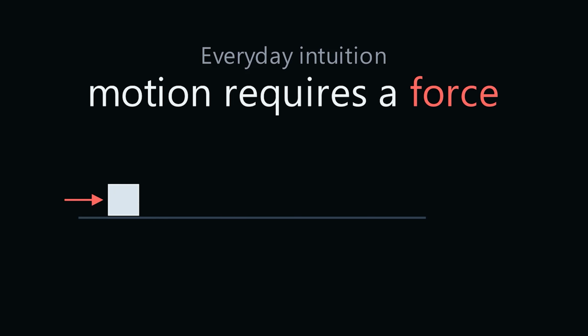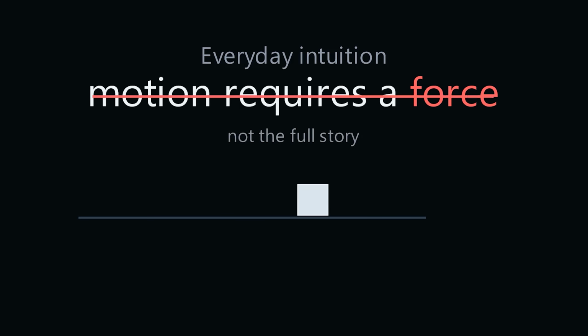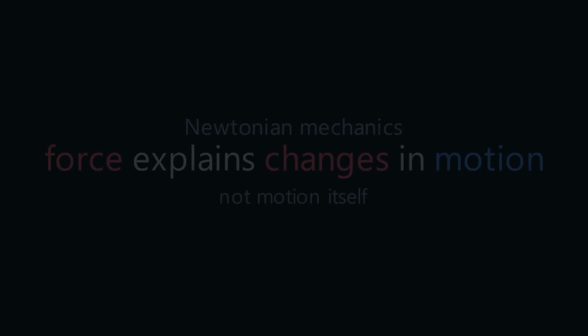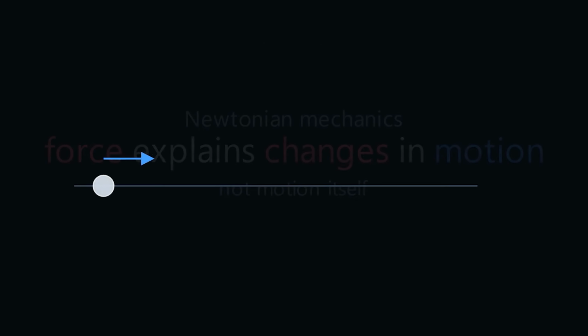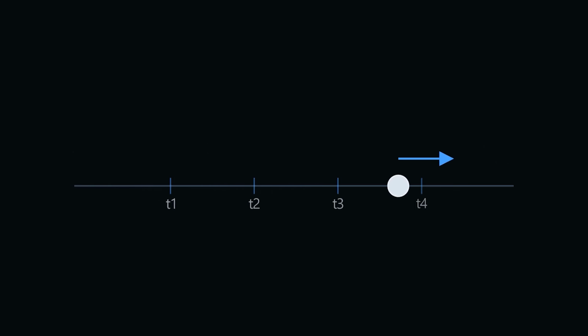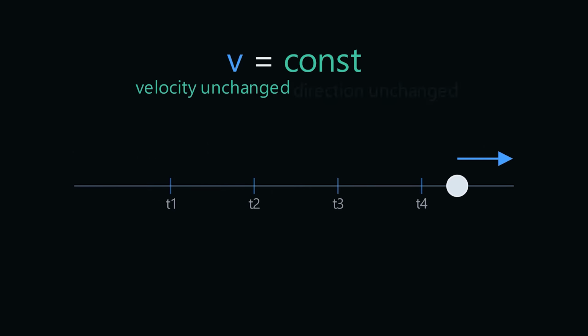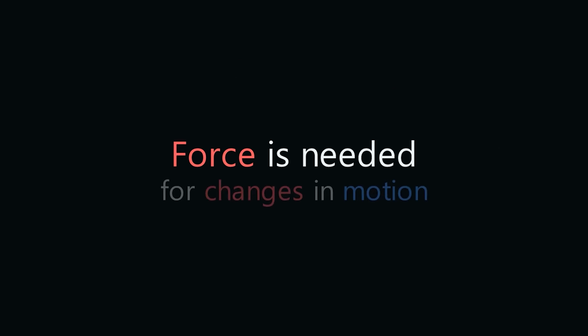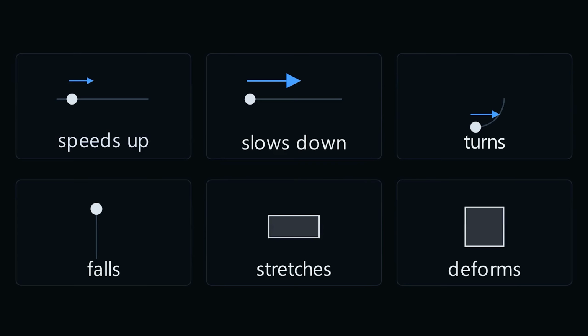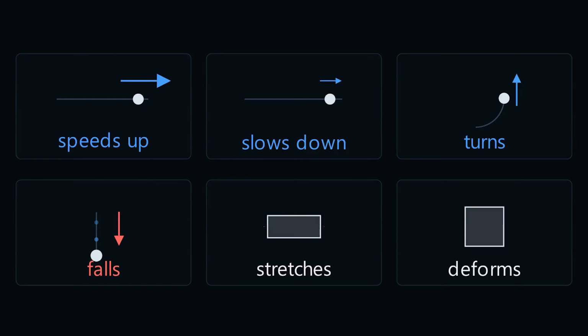We usually think motion needs a cause. But in Newtonian mechanics, change of motion needs a cause. If velocity is constant and direction does not change, we do not need a force to explain the motion. We need a force when the body speeds up, slows down, turns, falls, stretches, or deforms.